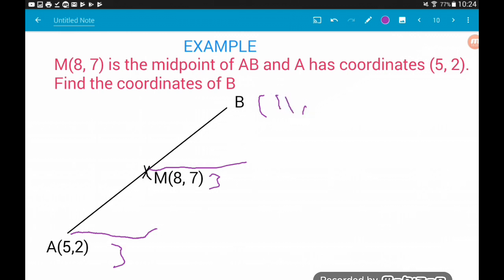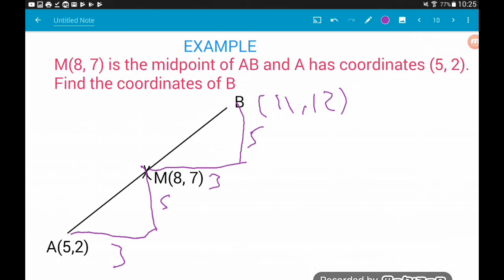And then how do we get from a y-coordinate of 2 to a y-coordinate of 7? Well, we go up by 5. So again, we have to do that exact thing from the midpoint. We're going to go up by 5. So if we add 5 to 7, we get 12. So the coordinates of B are 11, 12.